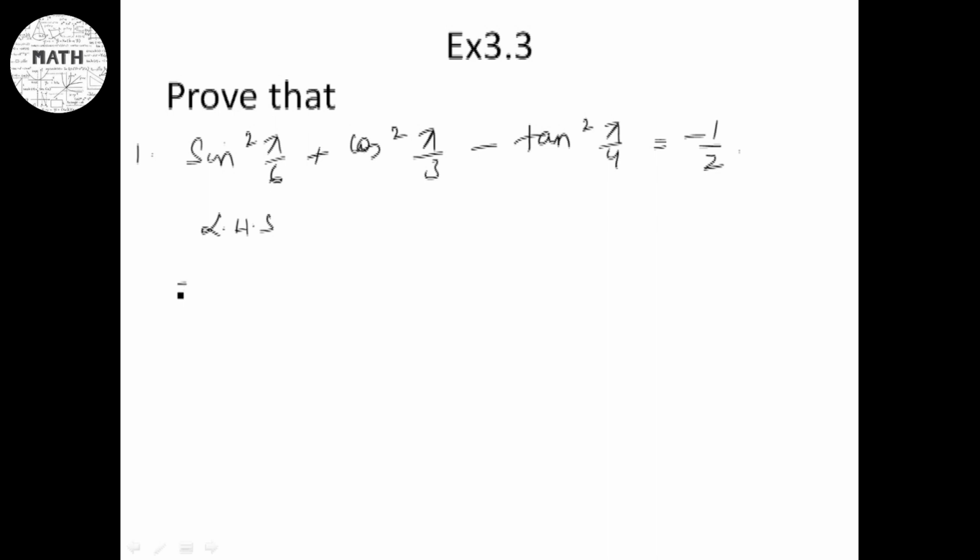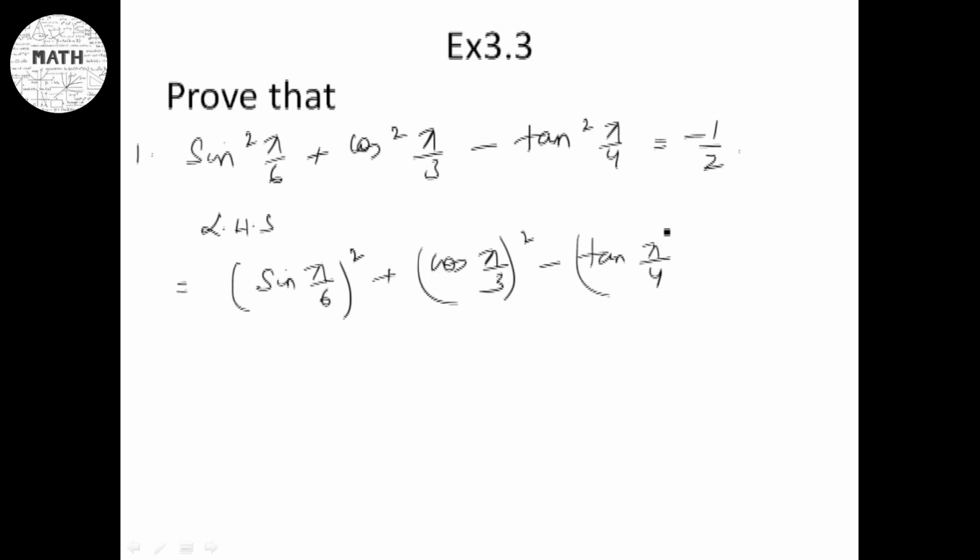For the left hand side, the first term is nothing more than sine pi by 6, the whole thing square, because sine square pi by 6 is given. Similarly, plus cos pi by 3 the whole thing square, and then tan pi by 4 the whole thing square. In trigonometry, I've told you that the value of pi is 180 degrees. So 180 divided by 6 is how much? 30. So sine 30 will be 1 by 2, squared. Similarly, cos of 180 divided by 3, so that's 60. So cos 60 is again 1 by 2, the whole thing square. And then tan of 180 divided by 4 is 45. So tan 45 is nothing more than 1, the whole thing square.